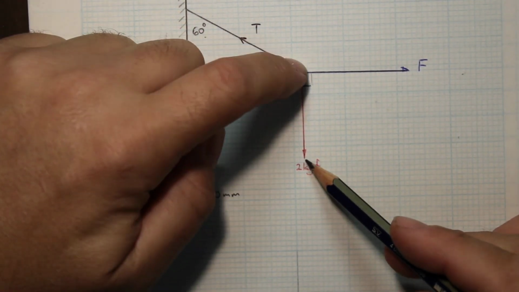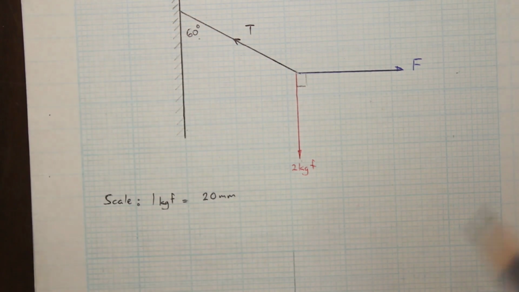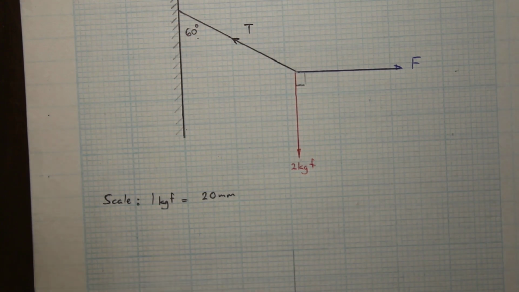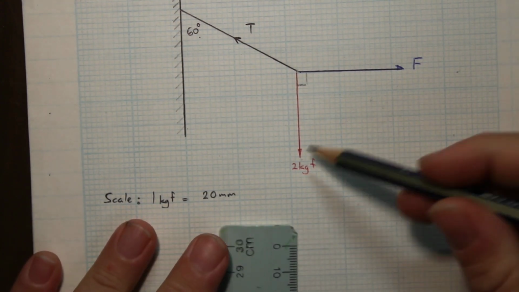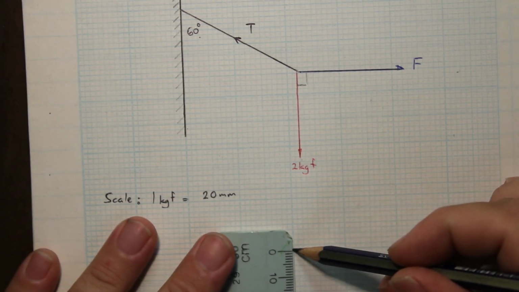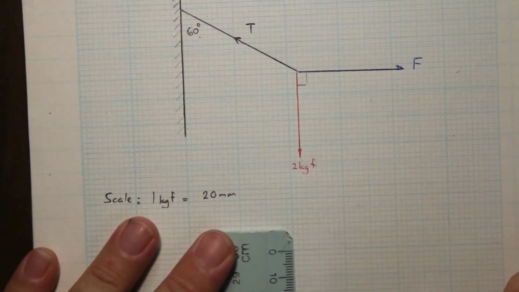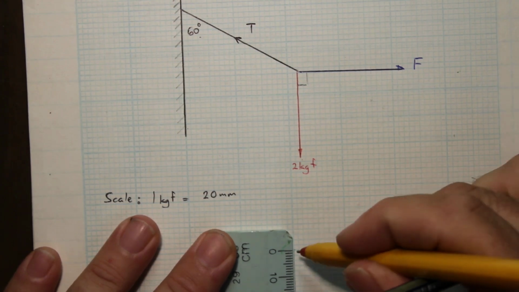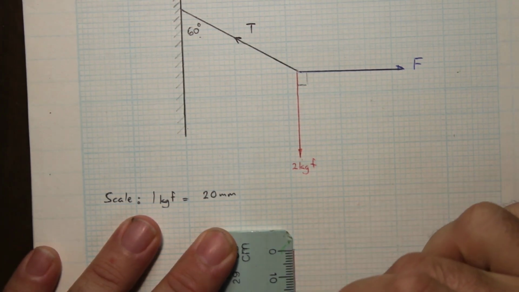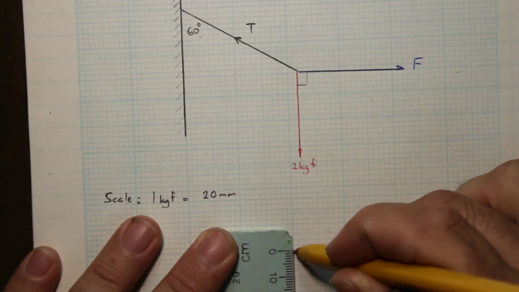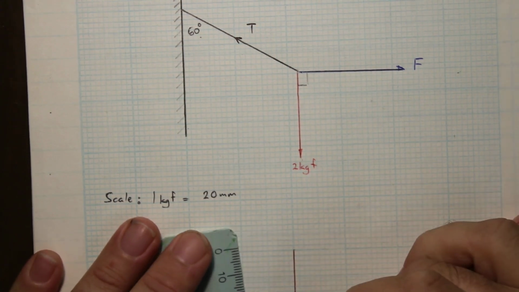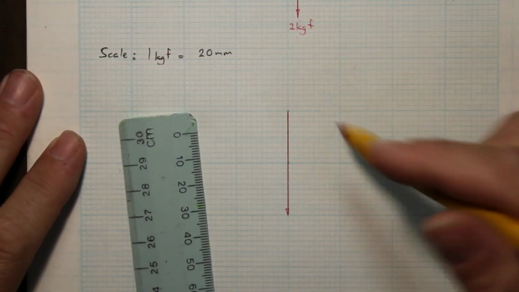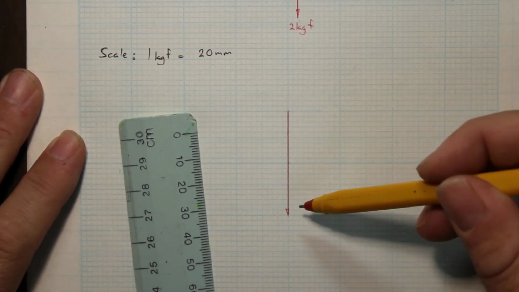Now, I'm going to draw the one that I do know, this 2 kilograms of force. I'm going to draw that to scale. So what I do is I've chosen 1 kilogram equals 20 millimeters. So therefore, I have 2 kilograms. So that means the first kilogram has to be 20 millimeters. So there. And the second kilogram has to be another 20 millimeters. So there I have it. So I'm going to draw this 40 millimeters down. Okay, 40 millimeters down. So there is my 2 kilograms of force acting downwards. Sorry, it's out of camera there. So there it is. So that's 40 millimeters acting downwards.